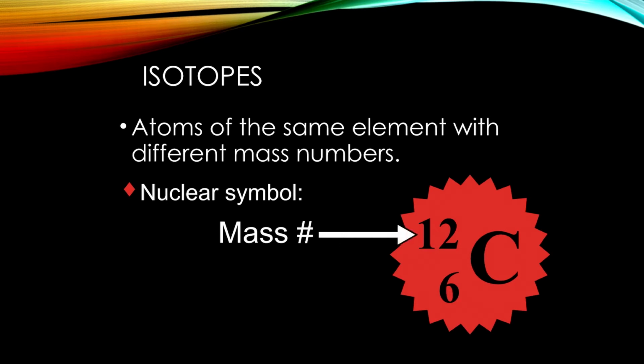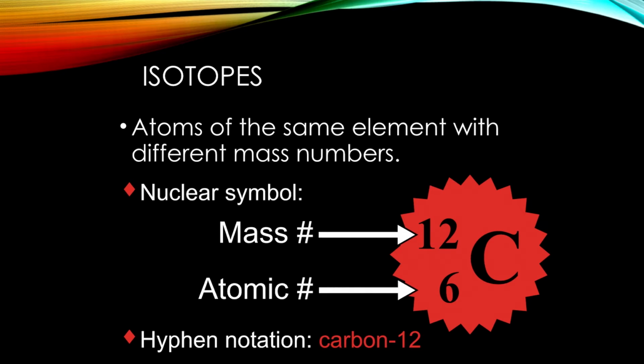Isotopes are atoms of the same atomic number with different mass numbers. So here's this carbon 12 we were talking about. This is the isotope's nuclear symbol. You're going to see right here, this carbon is the isotope's atomic symbol. This is the mass number right here. This is that carbon 12 that I had written before. And below that is the atomic number. So you can either write it like this, or you can write the hyphen notation, which is carbon-12. I've also seen it written as C-12.